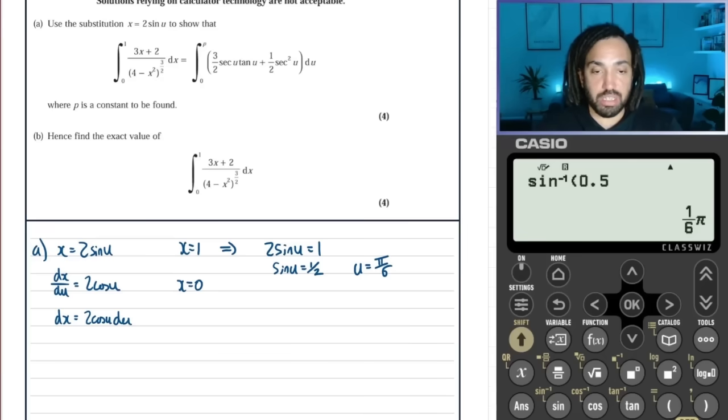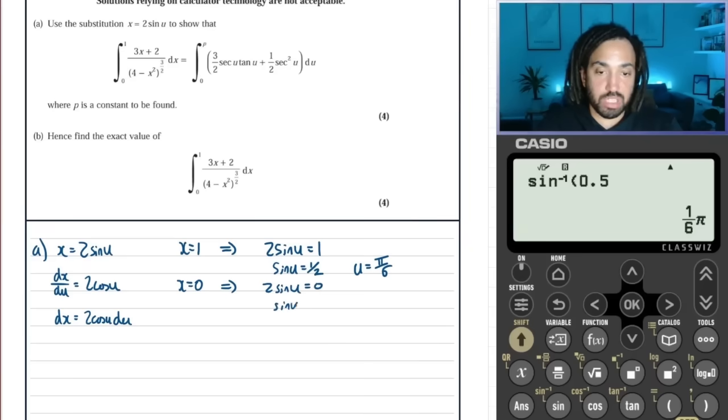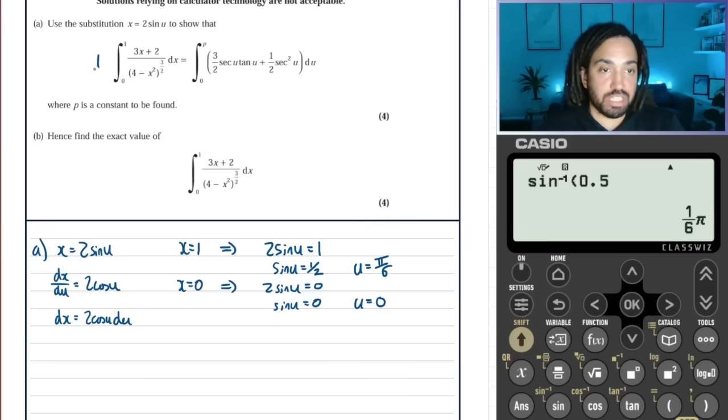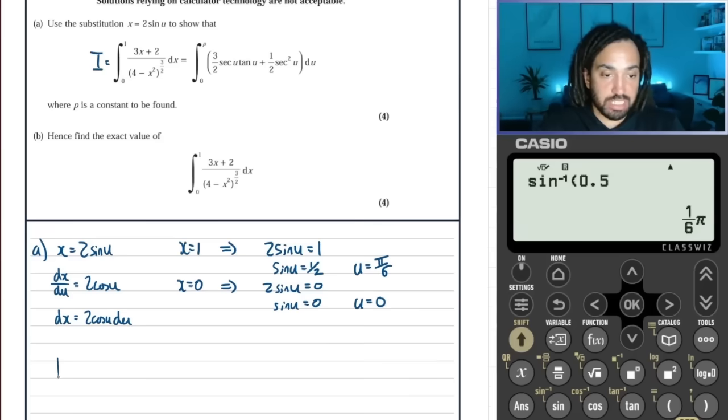Okay, now when x equals 0, we get 2 sine u equals 0, which means of course sine u equals 0, and sine is 0 at 0, so u is equal to 0. Okay, great. So those are our two limits. We've got dx. We know what x is, so we should be pretty good to substitute in now. So we're going to say I is equal to the integral, and we're going to rewrite it now with limits of pi over 6 and 0.